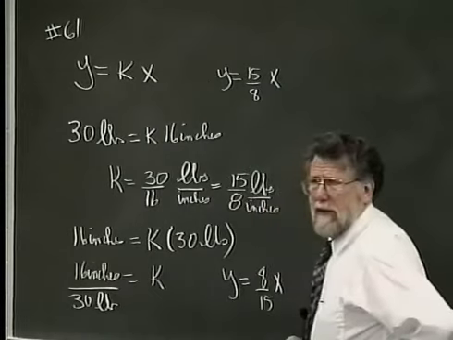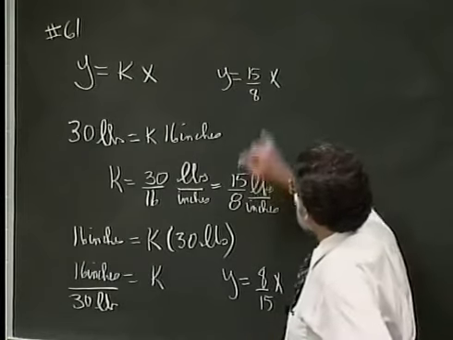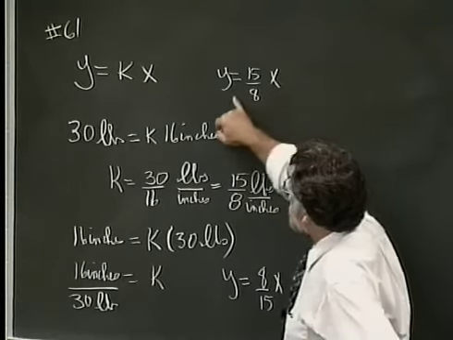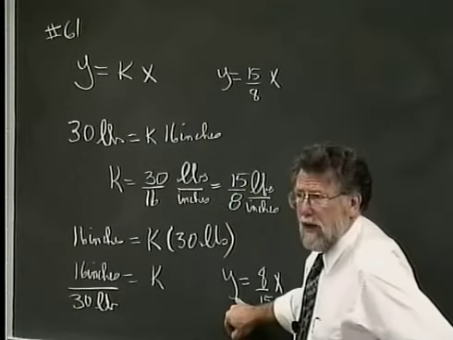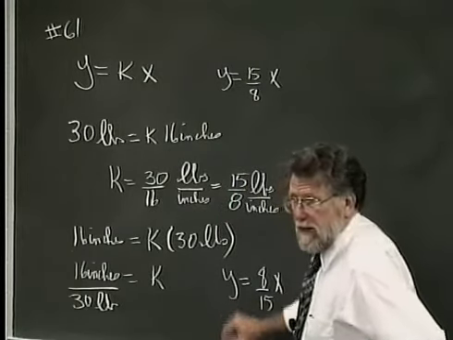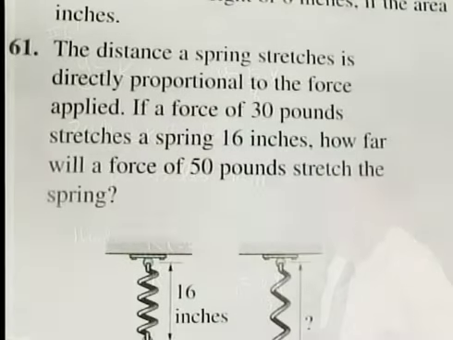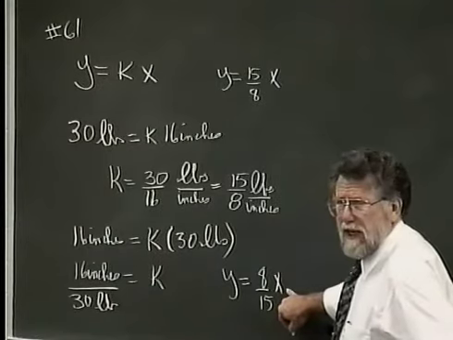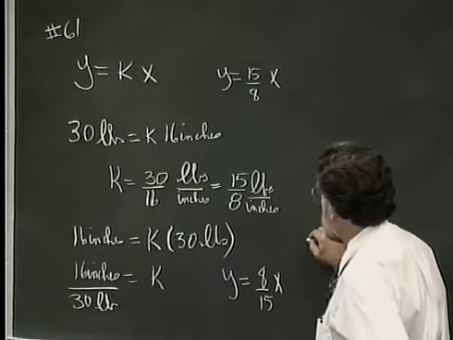Now, the problem here is which is x and which is y. In the way I've set it up in the first version, y is the number of pounds. In the way I've done it here, y is the number of inches. So I'm going to get the same answer either way. Now, back to the problem. If I put 50 pounds, I think that's what it says, I want to know the number of inches I can stretch the spring. If I have 50 pounds, I'm going to put 50 here.